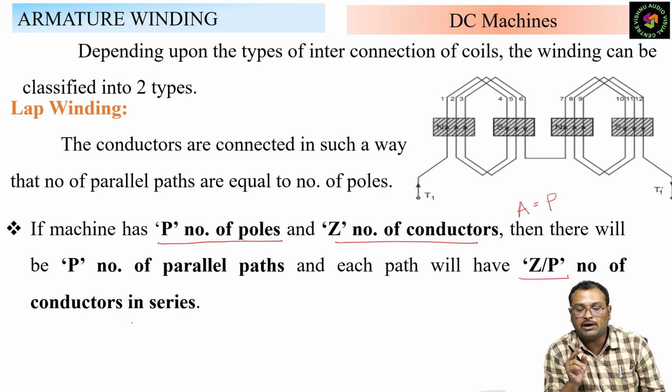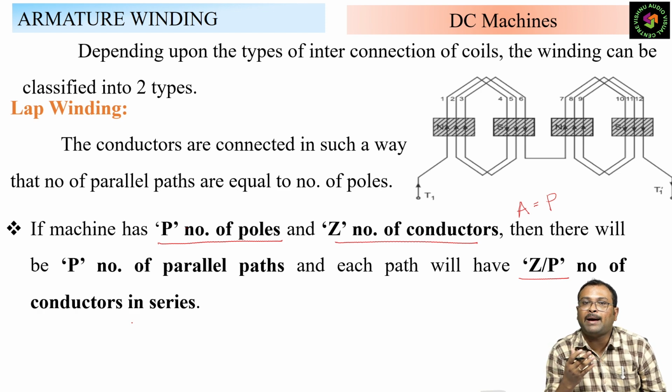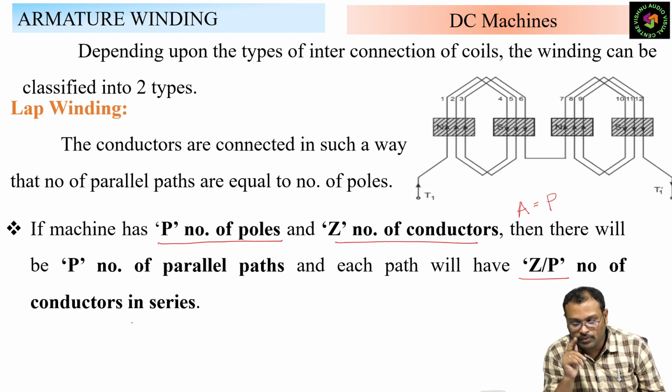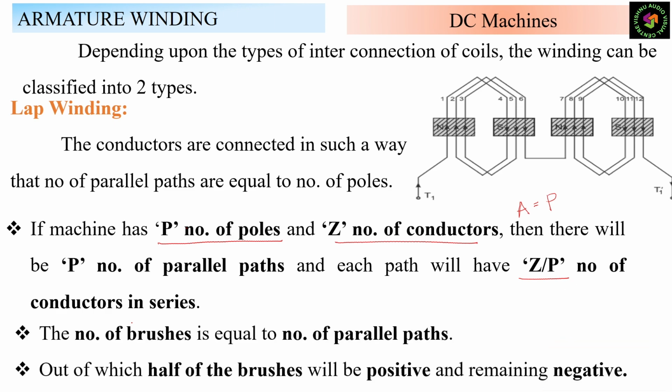We have to remember this, then only will we understand how much EMF is generating. As we know, in series connection EMF will add, in parallel connection it will be the same, and in series connection current will be the same, and in parallel connections current will be added. That's why we have to remember how many parallel paths are available. The number of brushes also will be equal to the number of parallel paths.